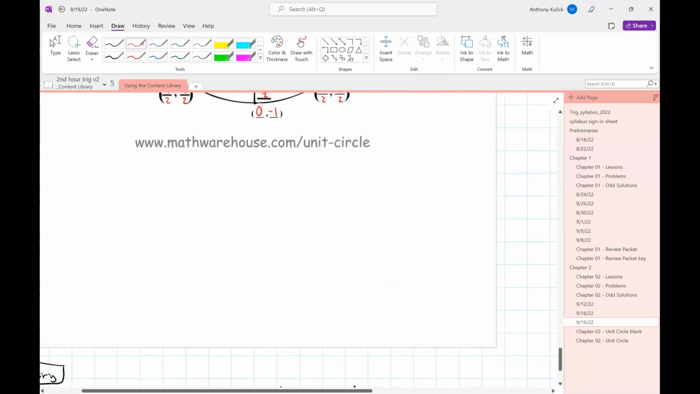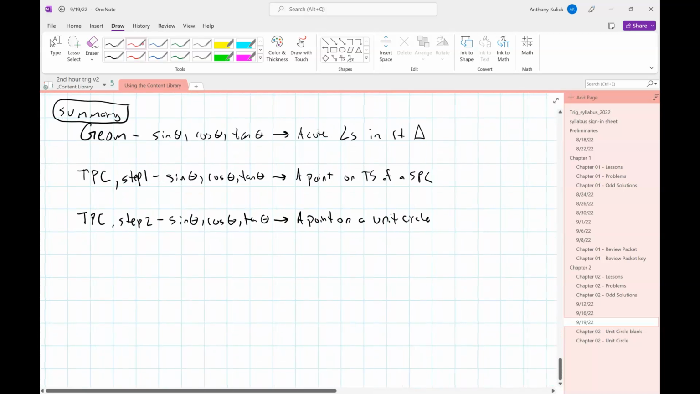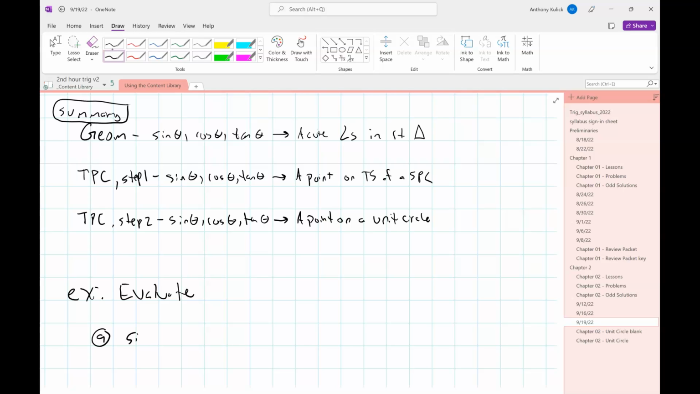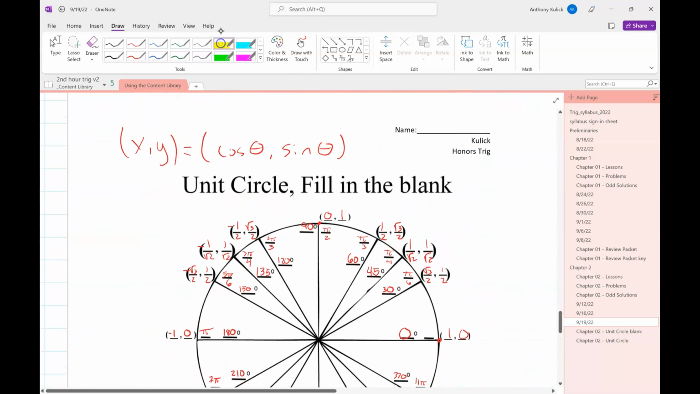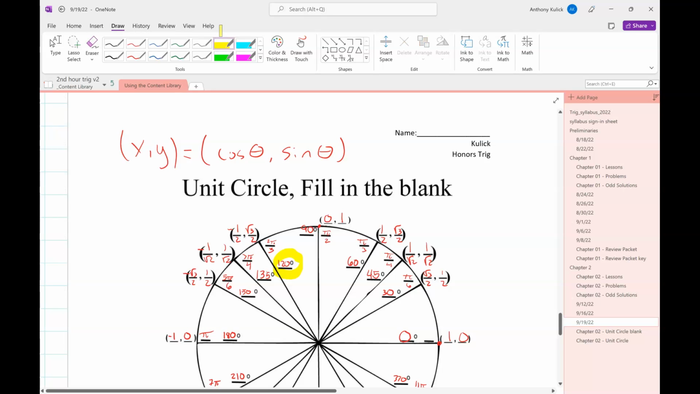So now, let's say I want to do sine of 120 degrees. I'm just going to go to my unit circle. I'm going to find 120 degrees. And I'm going to look at the y coordinate because sine is y. And I'm done. So it's square root 3 over 2.